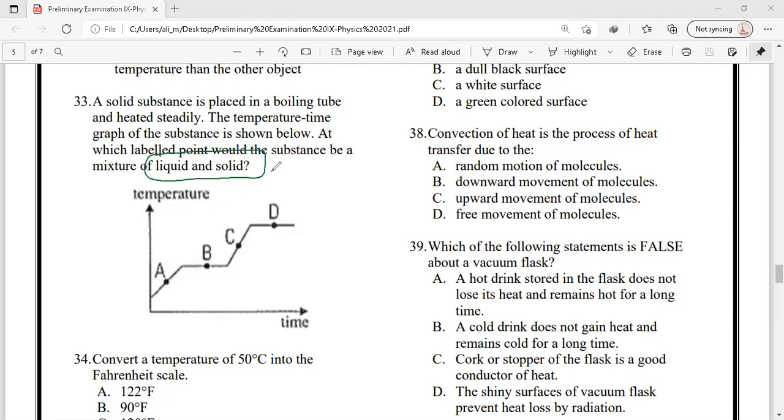Solid and liquid means we have a process of change of state in which solid and liquid occur. This process is the melting process, and the change of state is represented by a horizontal line parallel to the time axis. So we have two parallel lines. If the first part shows our melting, then this will be our boiling state, in which both liquid and gas states exist. So option B is the correct answer for question number 33.